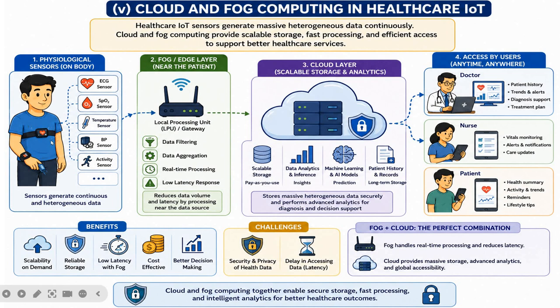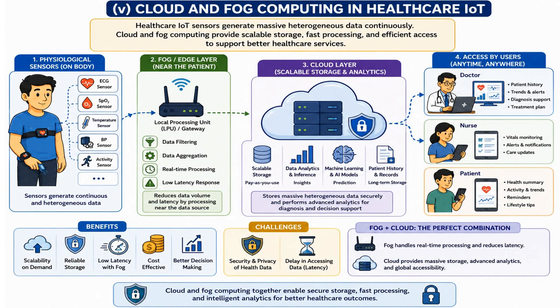professionals and the patients. Again, here we can see that a patient is there, he is equipped with multiple physiological sensors, and these sensors continuously monitor the patient's health and generate a large amount of heterogeneous data. Now, since the healthcare monitoring occurs continuously, the volume of data which is generated can become enormous over the time. So, the collected sensor data is first sent to the fog or the edge layer, which is represented by the LPU, that is the local processing unit or the gateway. The fog computing processes the data closer to the patient, reducing the amount of information that must be sent to the distant servers.